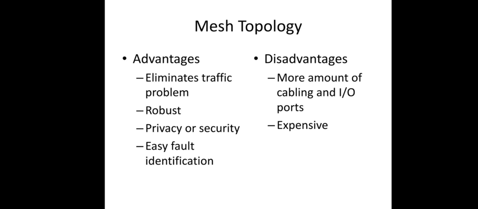these dedicated links between every pair of devices guarantee that each connection carries its own data load, thus eliminating the traffic problems. And mesh topology is robust. Robust in the sense that if one link becomes unusable, it does not incapacitate the entire system. Only that link is affected. Only the machine connected using that link will be affected. And we can see some alternative path also.